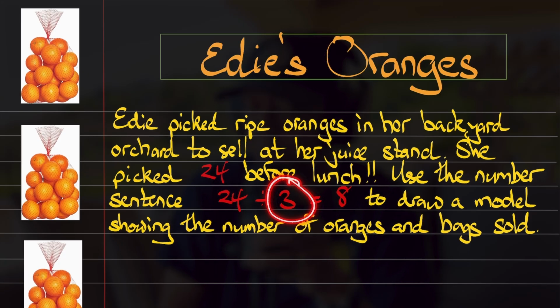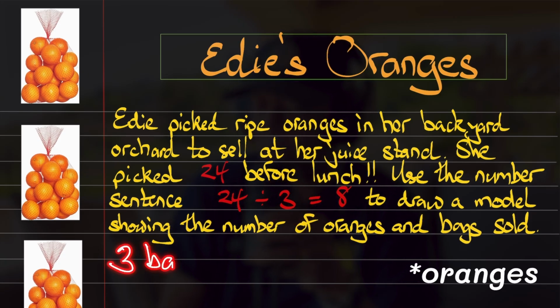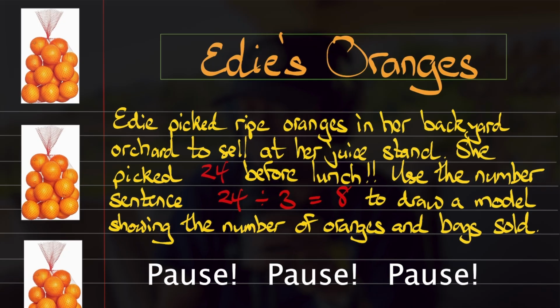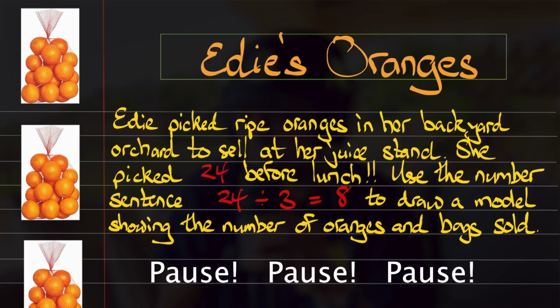We've got 24 cookies. 3 is the divisor. We don't know if it's 3 bags or 3 oranges per bag. So pause, work it out, and come on back.